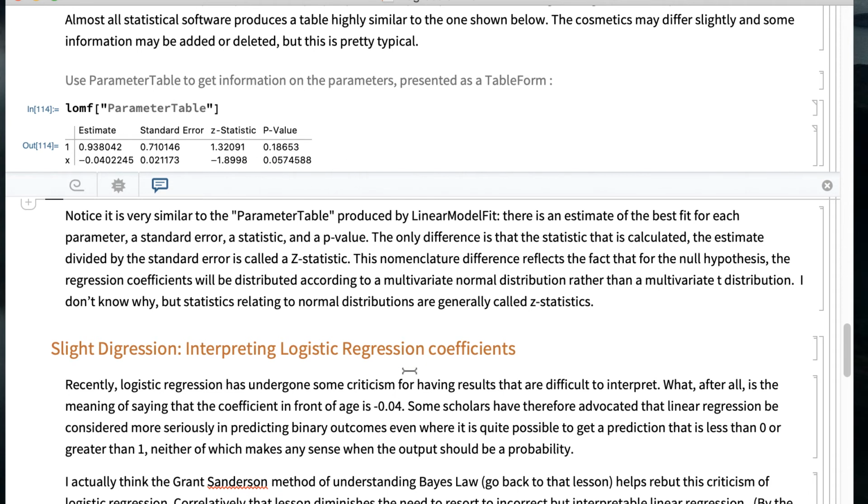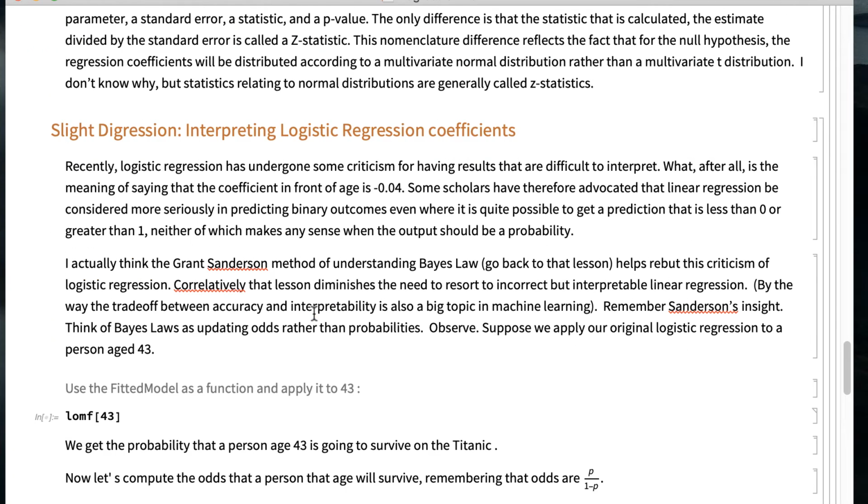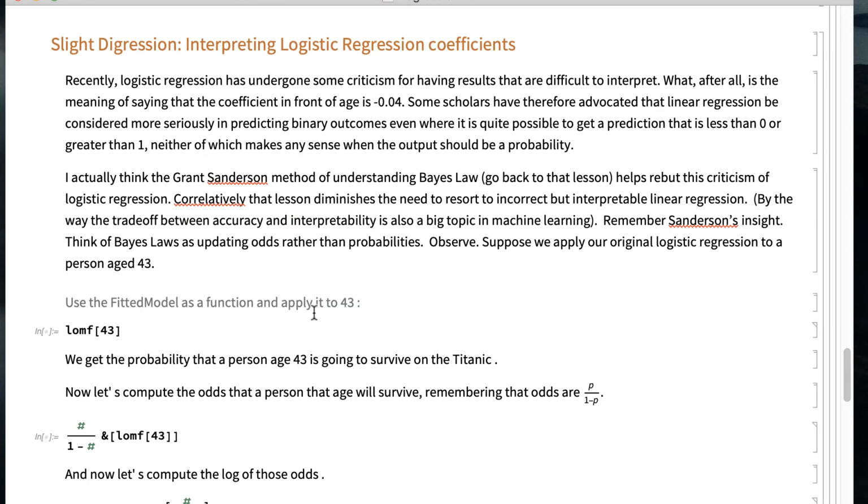I think the better way to go is to try and understand what these coefficients are. And you remember that in my Bayes' law video, I talked about the Grant-Sanderson method of understanding Bayes' law, that it was a way of updating, not probability, but updating a related concept, odds. Let's see this concept in action.